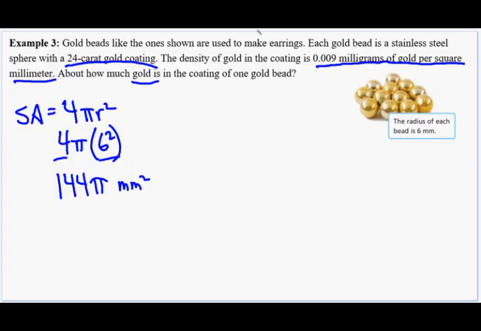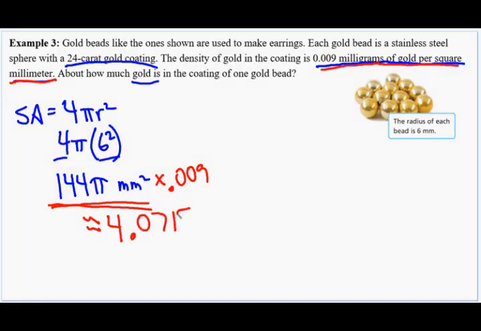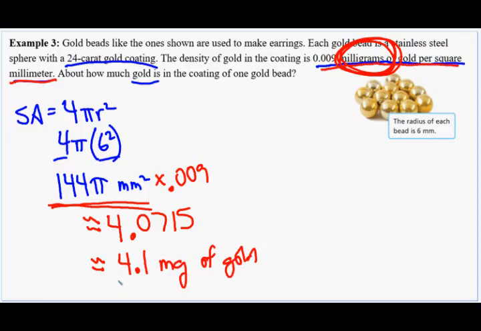Now, if I reread this part of the problem, the density of the gold is 0.009 milligrams of gold per square millimeter. Well, we have this many square millimeters, so we're going to multiply that number by the 0.009. And that would be approximately 4.0715. And we could round that off to approximately 4.1. Our units up here were milligrams. What would that be? mg, milligrams of gold. So each little gold bead has 4.1 milligrams of gold covering the outside of it.